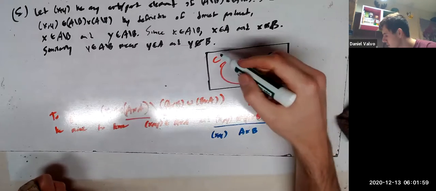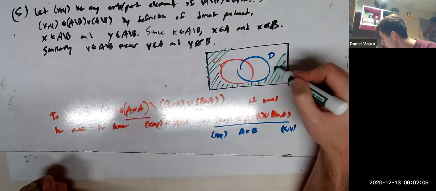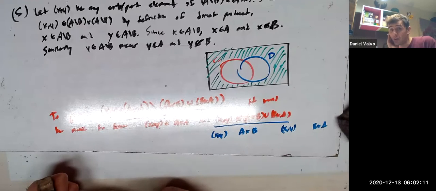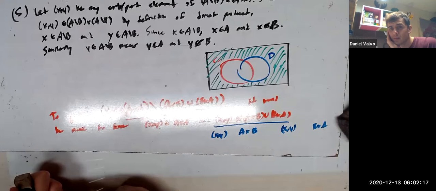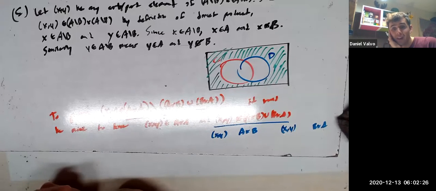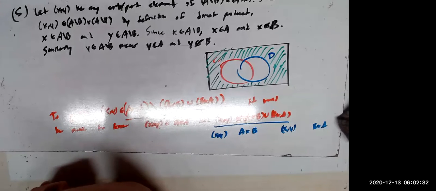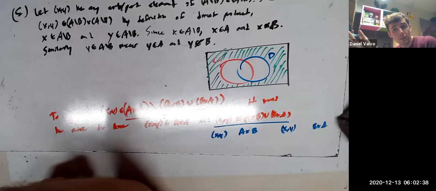If you're not in the union, that means you're here, right? So if you're not in the union, could you be in A? Or sorry, could you be in C? No. Could you be in D? No. If you're not in the union, you're not in either one of them. Because if you were in either one of them, then by definition, you'd be in the union. Because the union just says you're in one or the other.